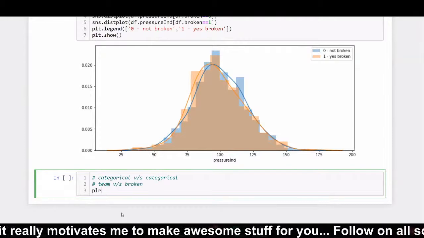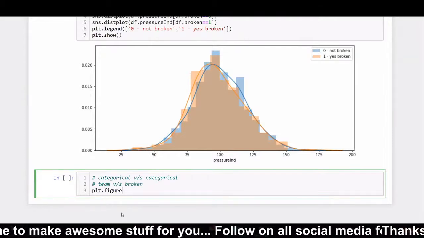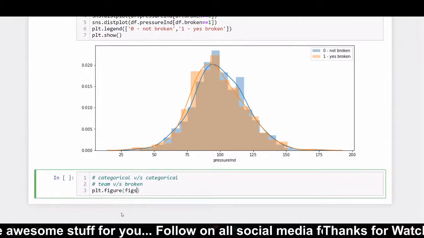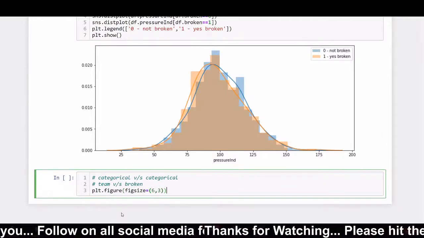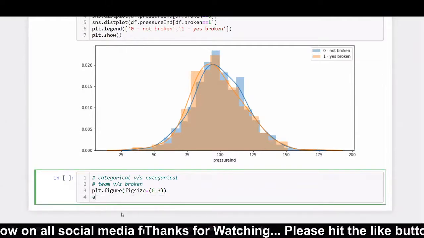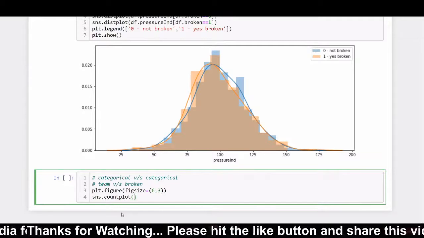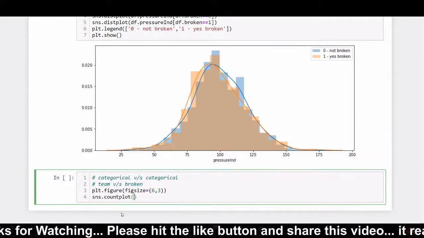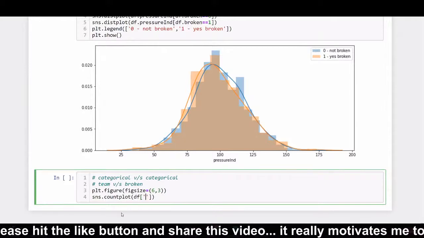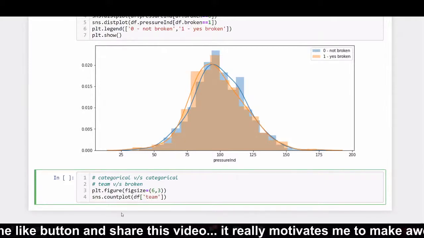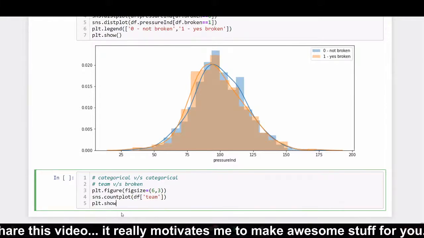So let's say we first draw the figure, plt.figure with figsize equals 6, 3. Then sns.countplot, with df of team, and plt.show.